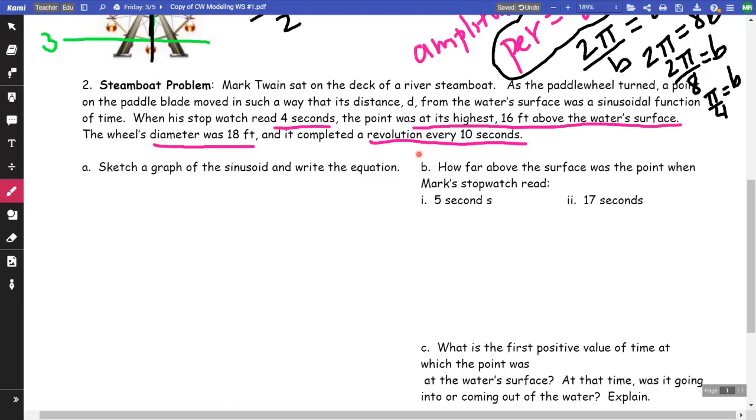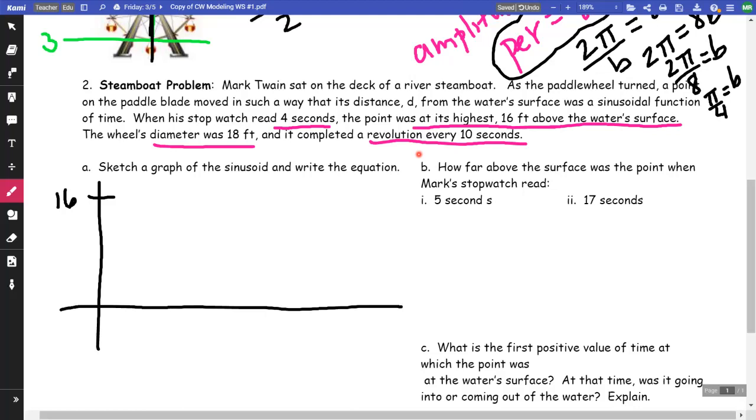Okay, so let me get started. I like to start with my highs and lows. Now my highest is going to be 16. So let me write that in. That's 16. They didn't say where the lowest was, but they did say that the diameter is 18. So if my diameter is 18, that means I need to go 18 below this. So that's going to put me underwater. Which is fine, this is a boat. So that paddle is going to be underwater. So my high is going to be 16.